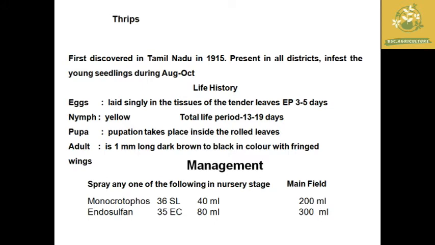The major management for these thrips is spraying monocrotophos 36 or endosulfan. For the nursery stage it is 40 ml and 80 ml, and in the main field it is 200 ml and 300 ml. So based on the area, the concentration of the spraying chemicals is also classified.